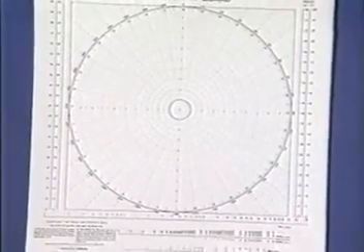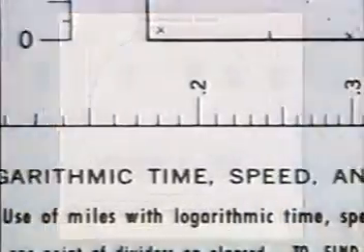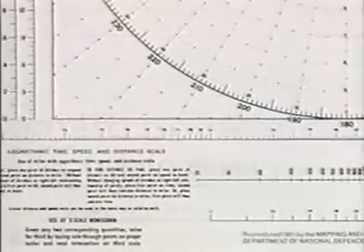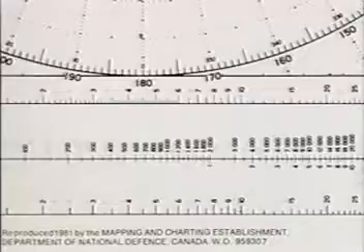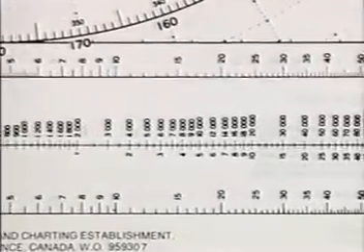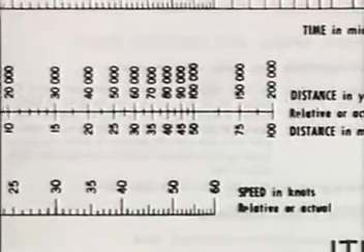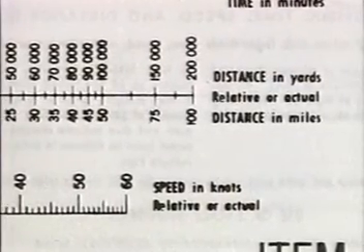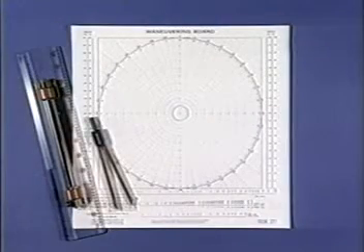2 additional sets of scales are located at the bottom of the board. These are the logarithmic time, speed, and distance scales, and the 3-scale nomograms. These 2 separate sets of scales provide you with an easy way to determine speed, time, and distance. Given any 2 of speed, time, or distance, you can easily find the value of the other. You'll see how all of these scales work a little later.